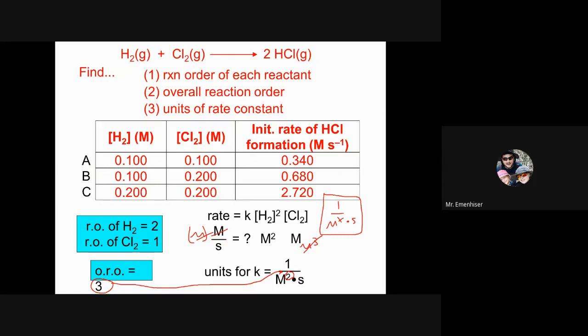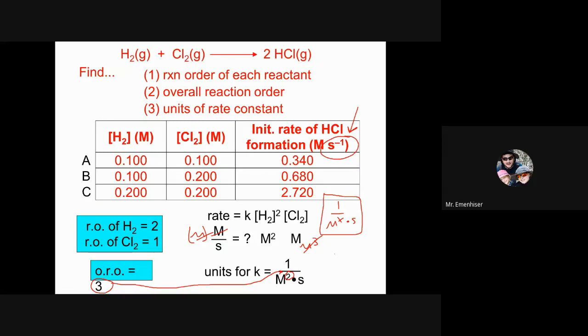1 over M raised to the power of x, where x is 1 less than the overall order of the reaction. Not the order of each reactant, but the overall order of the reaction, times the time. Notice that in this table, we use seconds. So you got to look at the table and see whether you're using seconds or minutes. Sometimes it'll be seconds, sometimes it'll be minutes. It depends on what's more convenient. And so if this were minutes here, we would write minutes instead of seconds there, okay?